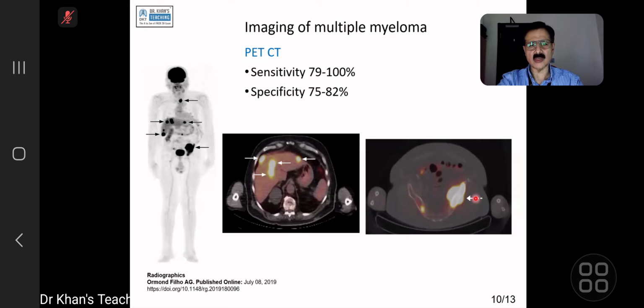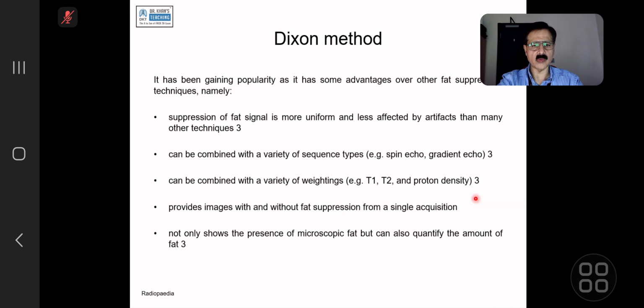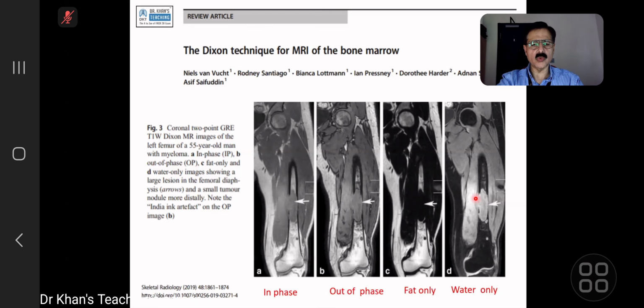This is a DWI sequence. Of course, PET CT can also be done. It is very good, but you will not have the capacity to do a PET CT for every case of multiple myeloma.